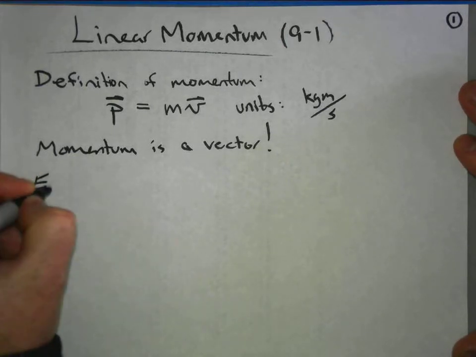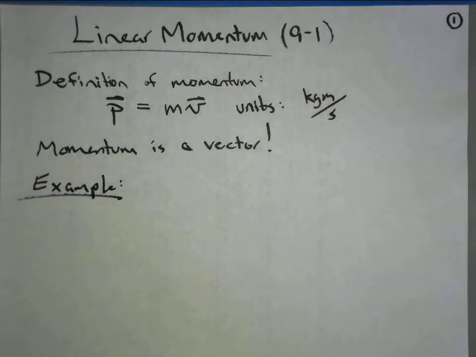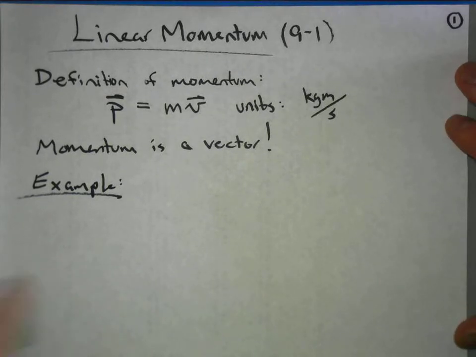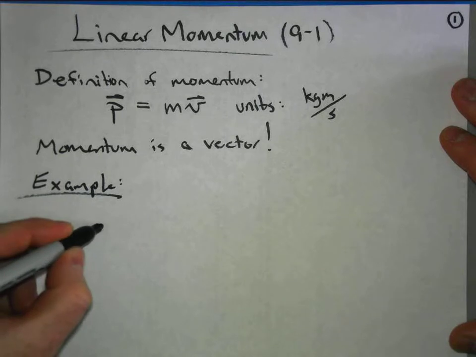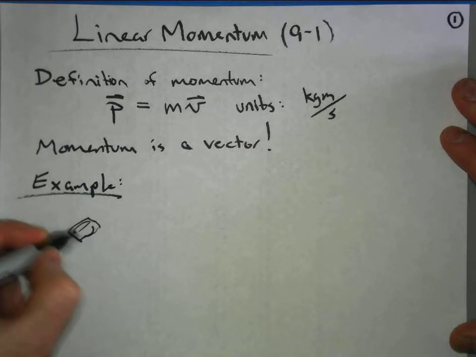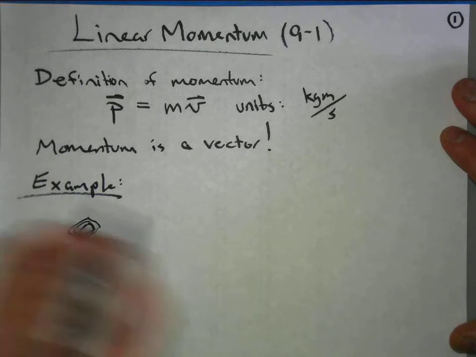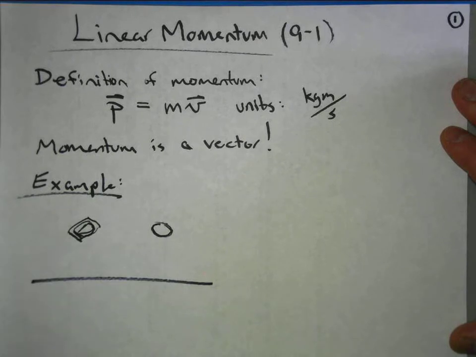To illustrate this, let's check out an example. The example is going to show us how to calculate momentum, but also how this applies to a real situation. In this example, we are going to look at something real simple. It might just be, I don't know, maybe a beanbag. We're going to have a beanbag and a super bouncy ball, and we're going to drop them both from the same height.